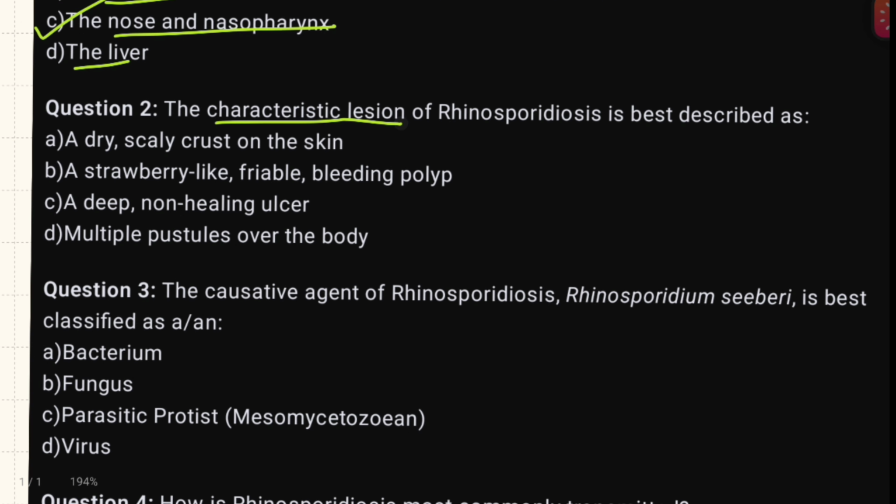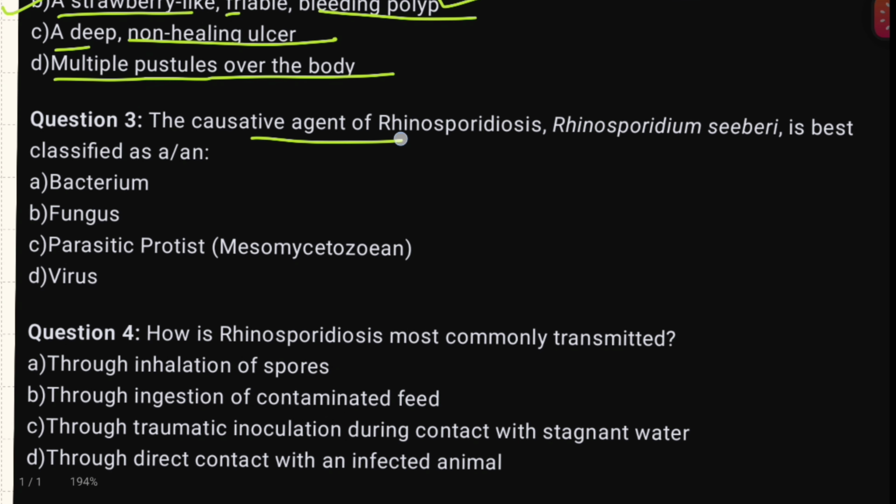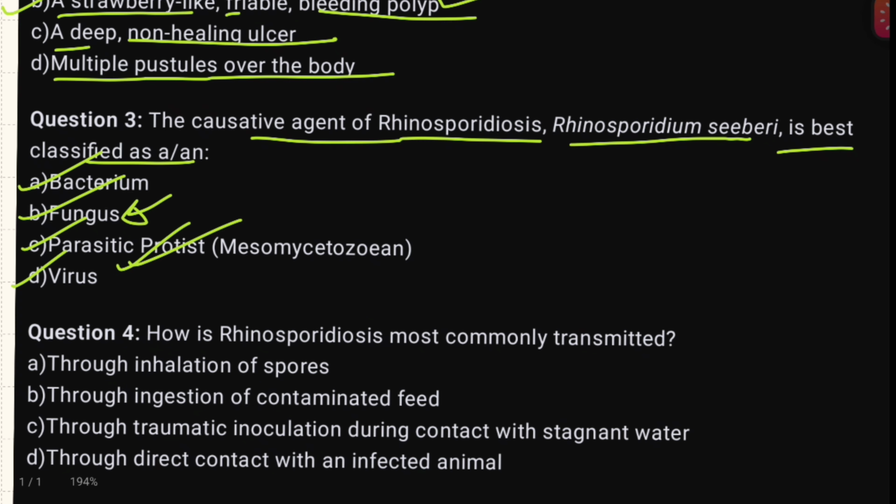The characteristic lesion of rhinosporidiosis is best described as a dry, scaly crust on skin, a strawberry-like friable bleeding polyp, a deep, non-healing ulcer, or multiple pustules over the body. The answer is a strawberry-like friable bleeding polyp. Now, the causative agent of rhinosporidiosis, Rhinosporidium seeberi, is best classified as a bacterium, fungus, parasitic protist, or virus. The answer is parasitic protist. This is the most accurate answer. One can also go with fungus, but the most accurate is parasitic protist.